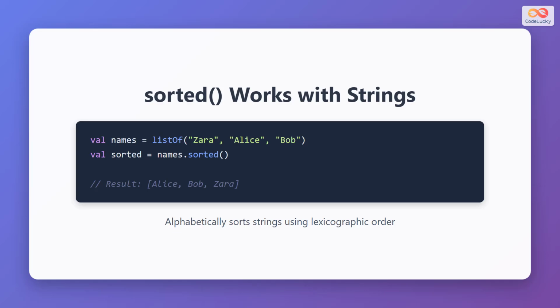The sorted function works equally well with strings. When you sort a list of strings, they get arranged in lexicographic order, which is essentially alphabetical order. For instance, if we have a list containing Zara, Alice, and Bob, calling sorted on this list returns a new list with Alice, Bob, and Zara. The sorting is case-sensitive, so uppercase letters come before lowercase letters in the sorted result.